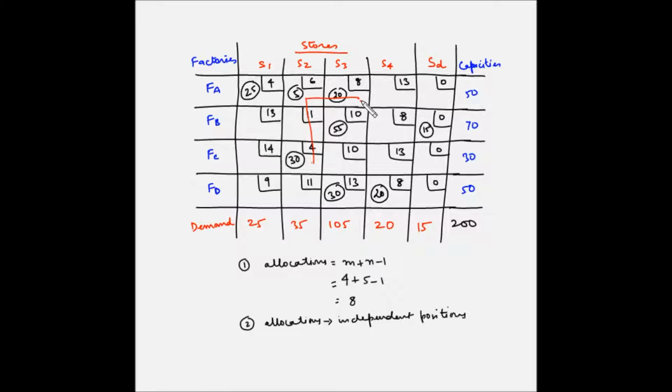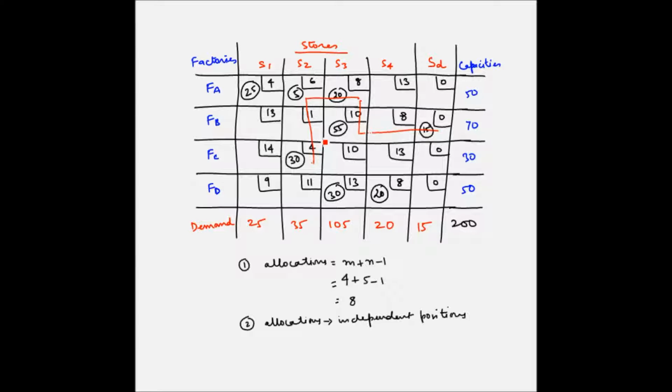So let's try another one. From here, let me go to FBS3 and then to FBSD. Again, from here I can't move to any allocated cell using horizontal or vertical lines. So basically what this is proving is that there is no way I can create a closed path for this allocated cell by jumping to other allocated cells using horizontal and vertical lines. So that means that this is in an independent position.